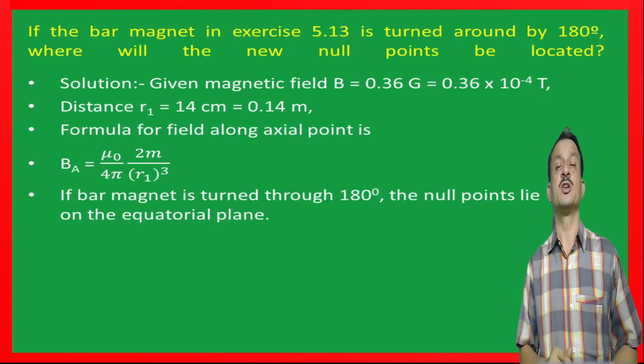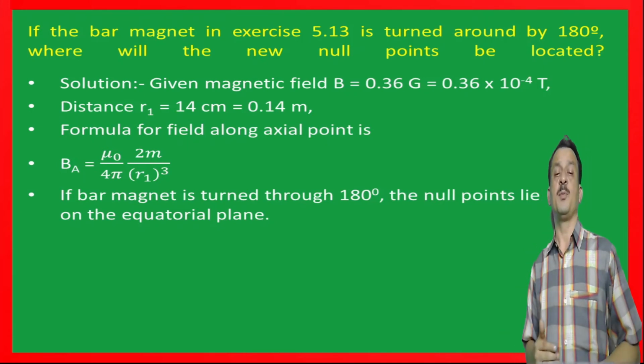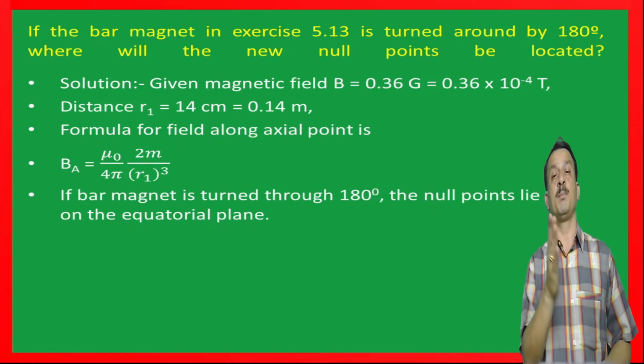If the bar magnet is turned through 180 degree, the null points lie along the equatorial plane.